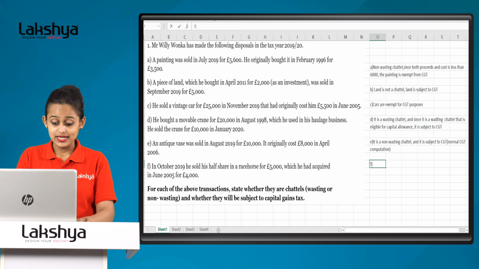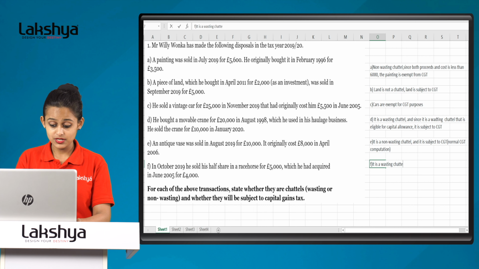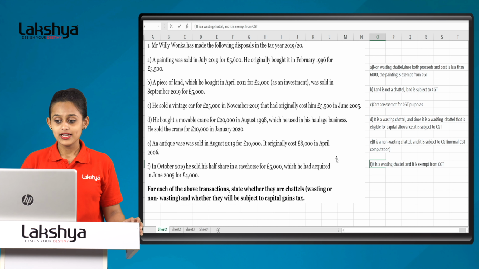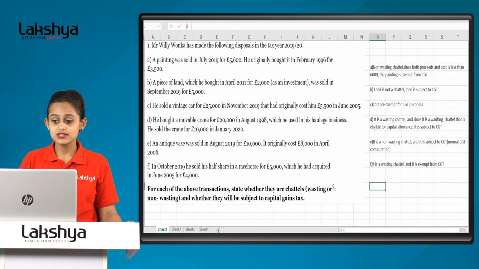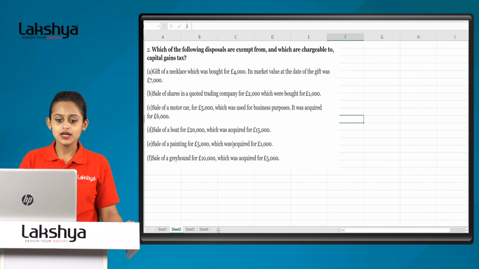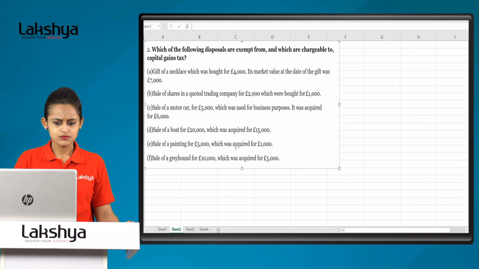So it is a wasting chattel, and it is exempt from CGT. So A, B, C, D, E, F. Okay. Now let's look at the next one.